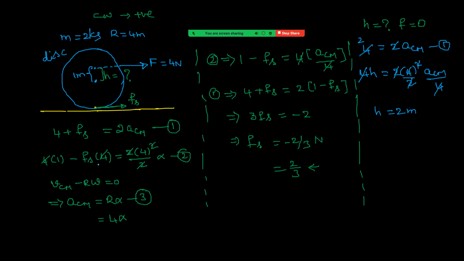Next, there is no friction, so no torque due to friction. So 4 into H, taking 4 in place of 1: 4 into H equal to mr square by 2. That means if we apply force at a height of 2 meters above the center, then no friction acts on that body. So here, simply focusing on the force equation for the center of mass and the torque equation about the center of mass, then solving those two, we are going to get the answer.